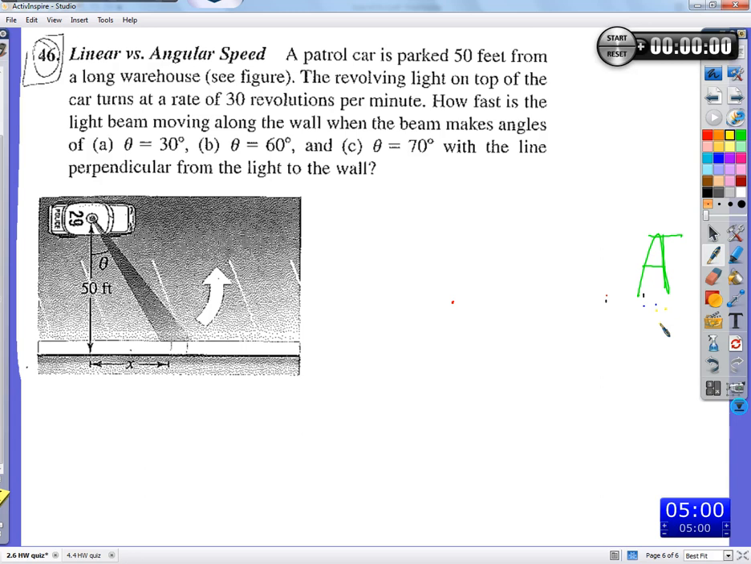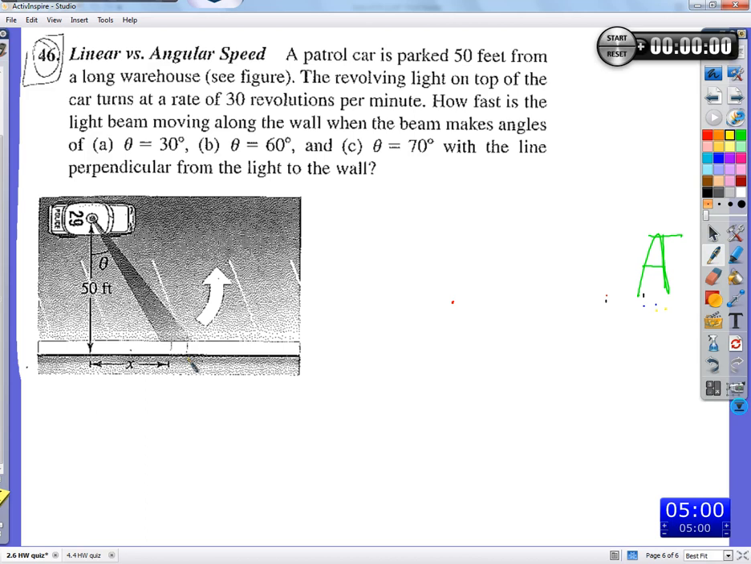And it's like this light just keeps going faster and faster and faster along this wall. But then how fast does the light have to be going before it gets to such an angle that it's not shining on the wall anymore? The wall stops. If it was going straight out, it wouldn't be hitting the wall, keeping in mind that it's only a 50 foot long wall. It wouldn't be hitting the warehouse.